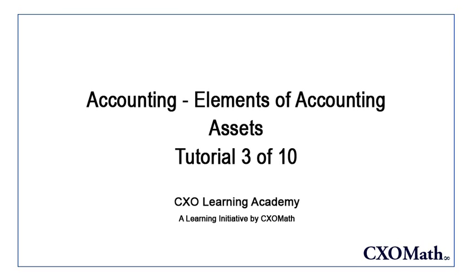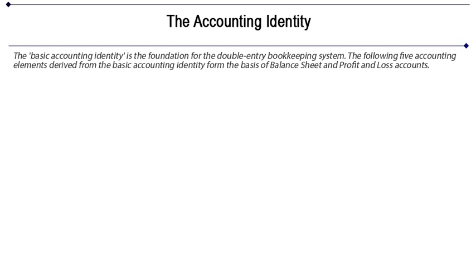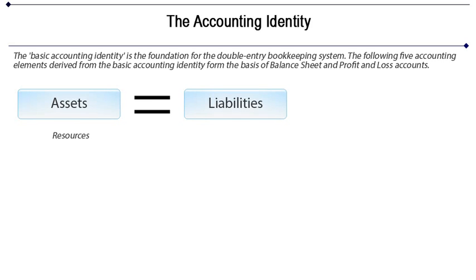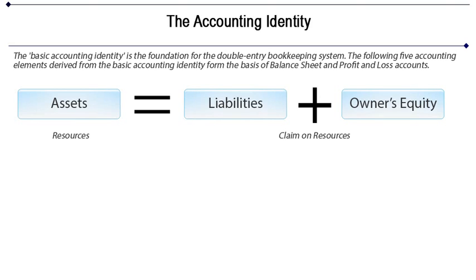In this video, we will understand what is an asset, its properties, and the asset classification in a balance sheet. The basic accounting equation is the foundation for the double entry bookkeeping system. The following 5 accounting elements form the basis of balance sheet and profit and loss account. Asset, that is the resource, equals liability plus owner's equity, which is the claim on resources.